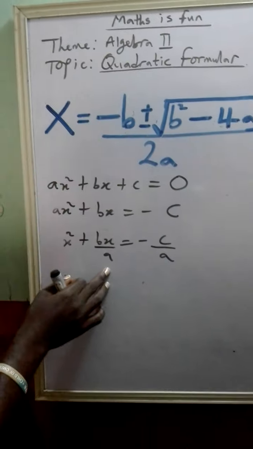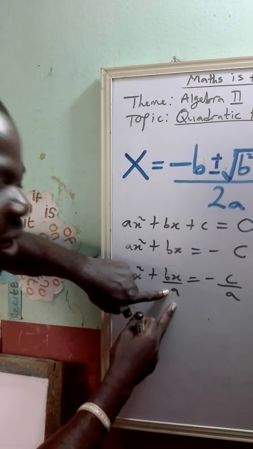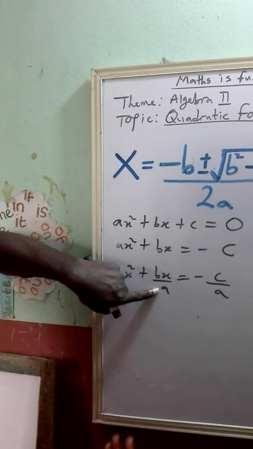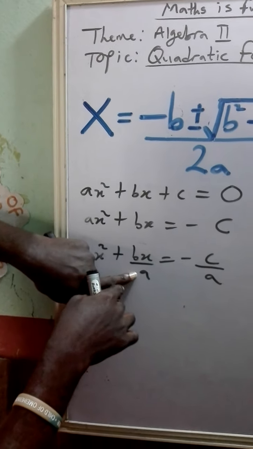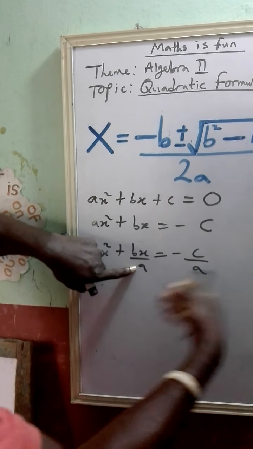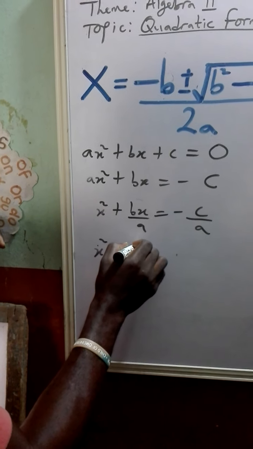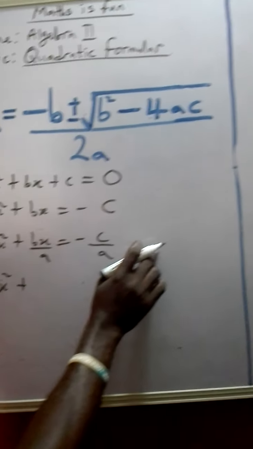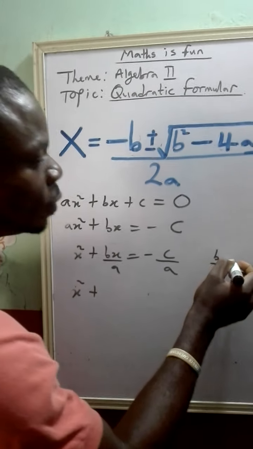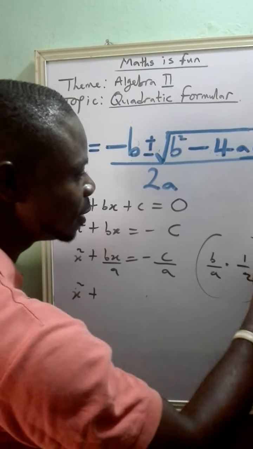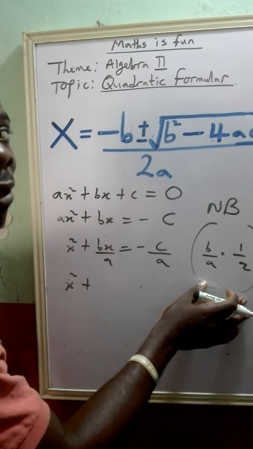Now after that, you take half of the coefficient of x, then square it and add it to both sides of the equation. I repeat, take half of the coefficient of x, square it and add it to both sides of the equation. How? You now have x squared plus bx over a, where b over a is the coefficient of x. Then you take half of it, then you square it. Then you add it to both sides of the equation. Don't forget, this is the center point of this message.